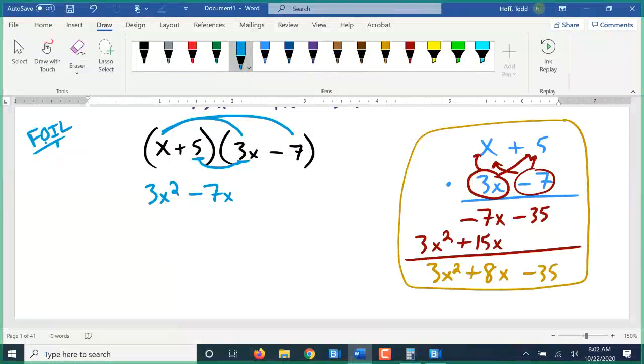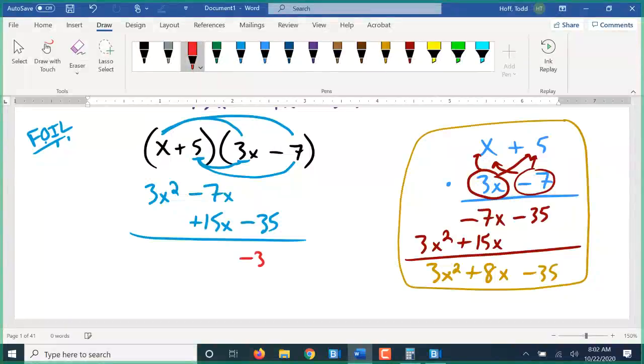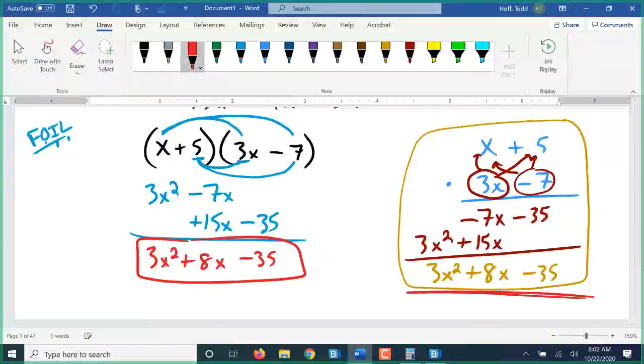Now, since that's another x, I'm going to write that positive 15x underneath the negative 7x to help me remember to combine those. And L stood for last. I multiply the last digit of each number. 5 times negative 7 is a negative 35. And I combine. I've got the negative 35. Negative 7 and positive 15 is a positive 8x. And I have my 3x squared. Notice I get the same result. This FOIL process just takes up a lot less space.